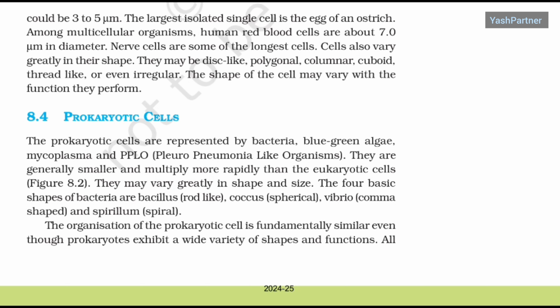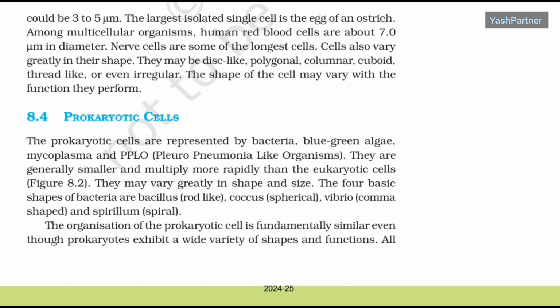8.4 Prokaryotic cells. The prokaryotic cells are represented by bacteria, blue-green algae, mycoplasma, and PPLO, pleuropneumonia-like organisms. They are generally smaller and multiply more rapidly than the eukaryotic cells, Figure 8.2. They may vary greatly in shape and size. The four basic shapes of bacteria are bacillus, rod-like, coccus, spherical, vibrio, comma-shaped, and spirillum, spiral.